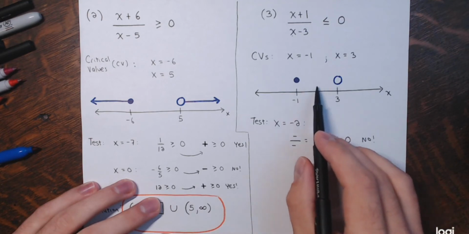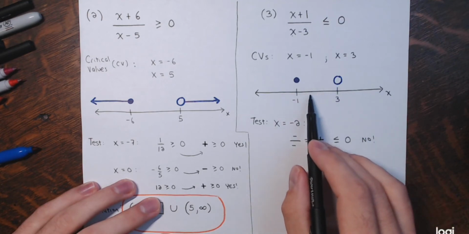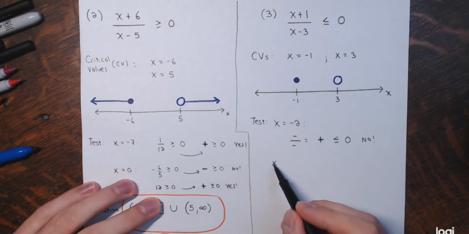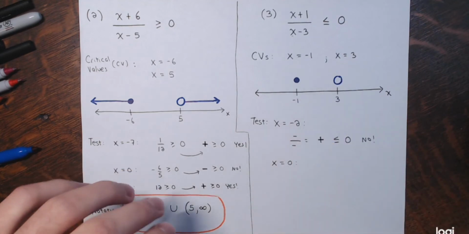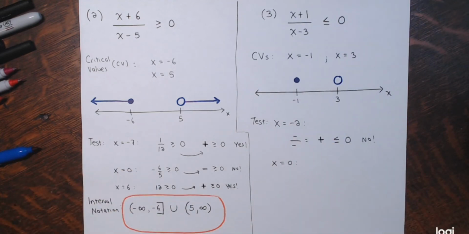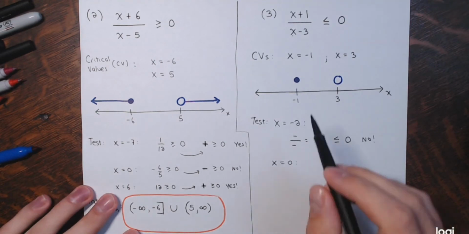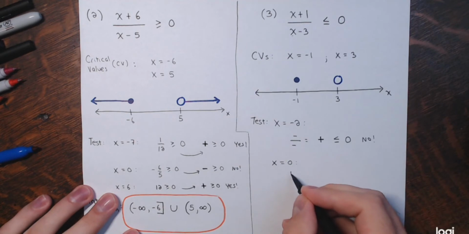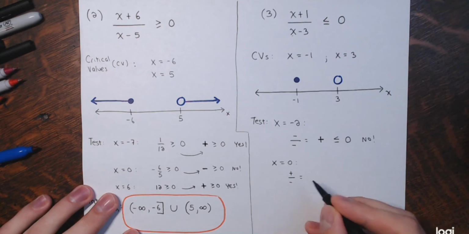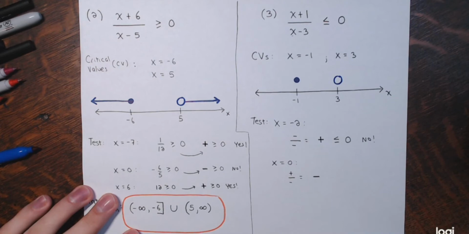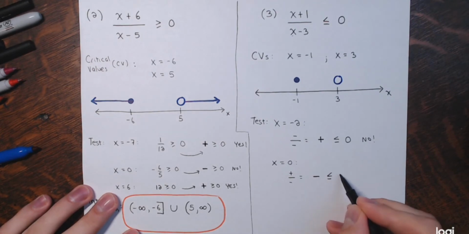Okay, how about between negative 1 and positive 3? Once again, 0 would be an easy choice. Right? Now, 0 is not always possible. If 0 was a critical value, then you couldn't use it as a test value later. Alright, now when I plug in 0, the numerator would be positive. The denominator would be negative. And a positive divided by a negative is a negative, right? So I'm using plus signs to represent positive, minus signs to represent negative. So I have a negative number on the left is less than or equal to 0 on the right.